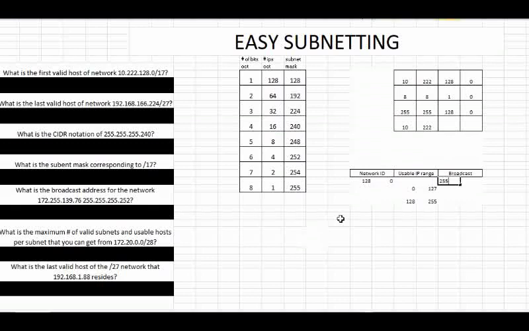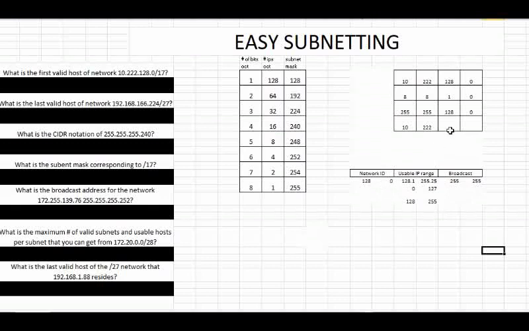So 255, and then the fourth octet would be 255, right? So you've got 128.0, and then you've got 255.255 at the last. That means your usable range is going to start at 128.1, and it's going to end at 255.254, right? Because your last one is always going to be one minus the broadcast, and your first usable is going to be one plus the network ID.